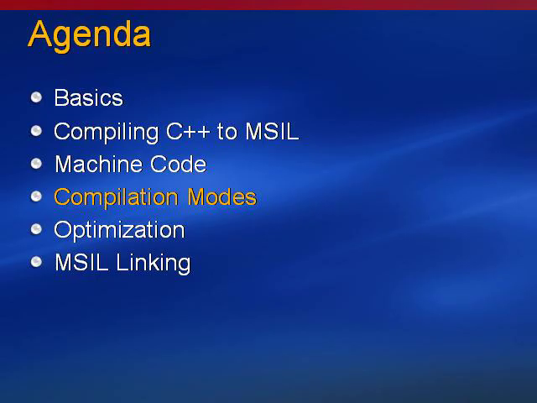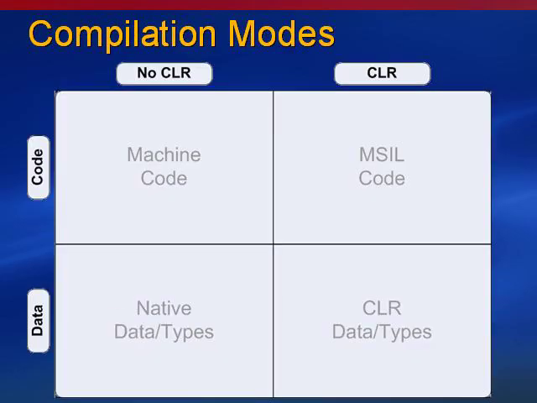We're going to talk about compilation modes, and through doing that, we're going to drill down to a lower-level perspective, how mixed images, pure images, and safe images get put together and wired up. So here we have our code and our data, as we looked at before as our basic technologies, and we've got two modes for each of these. We've got CLR and no CLR. So if you've got no CLR code, you're talking about machine code. This is x86, IA64, AMD64 machine code. If you're talking about CLR code, you're talking about your MSIL code.